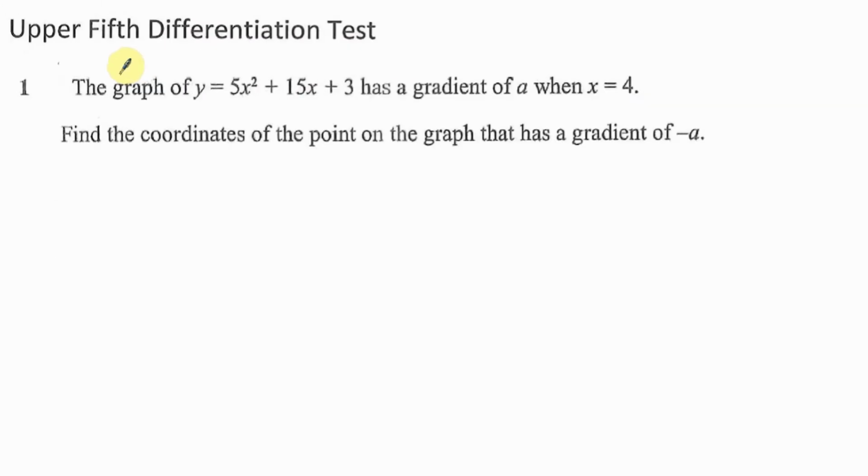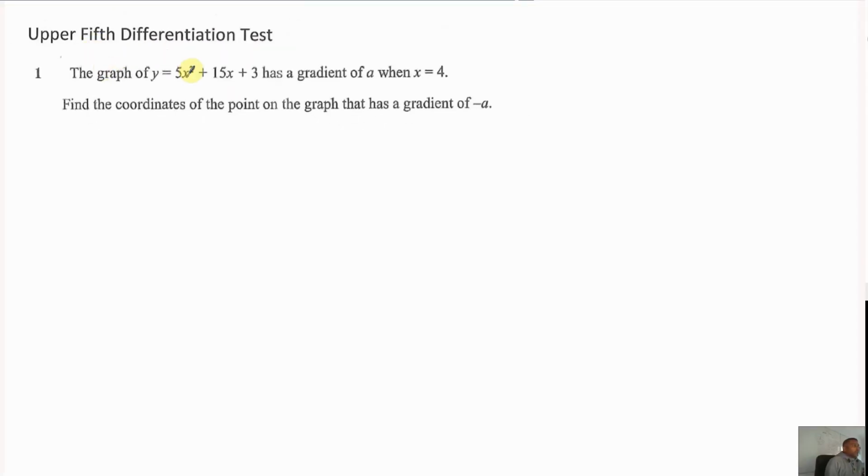So question 1. It says the graph of y equals 5x squared plus 15x plus 3 has a gradient of a when x equals 4. We need to find the coordinates of the point on the graph that has a gradient of minus a. Okay, so let's go through this first bit. Quite a few people struggled on this bit when they first attempted this, okay?